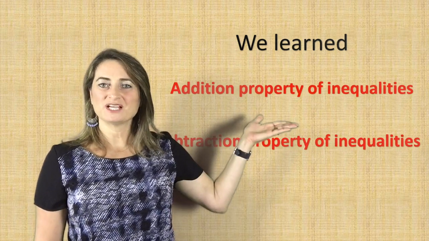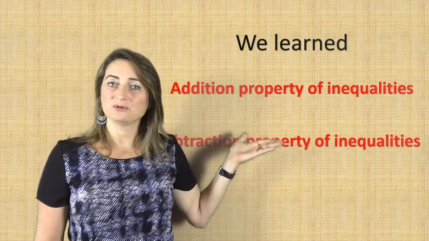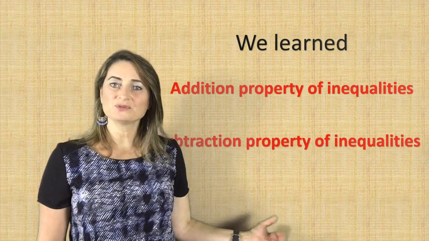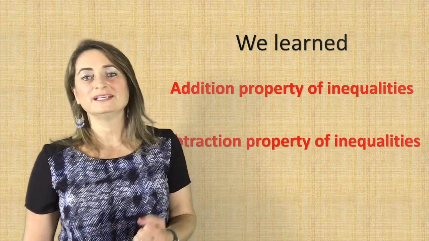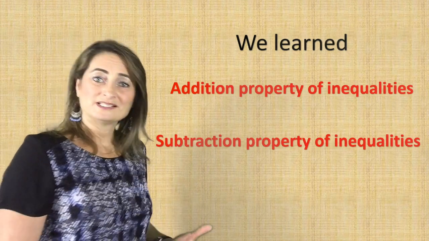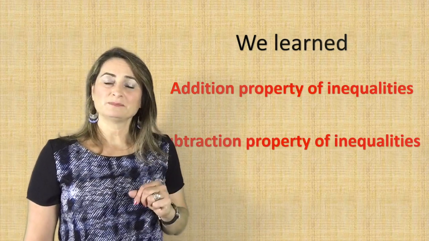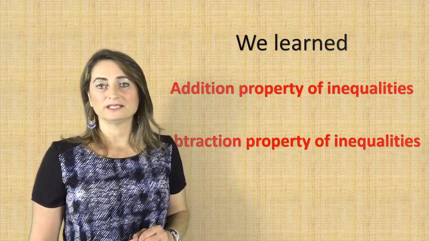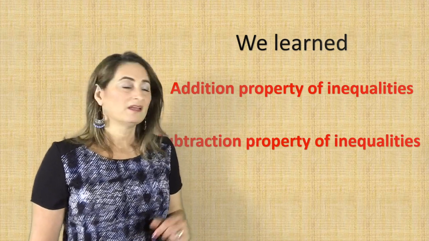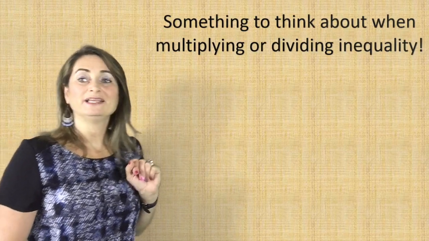What we learned before is the addition property of inequality and the subtraction property of inequality. If you add on both sides, you get an equivalent inequality, and if you subtract the same thing on both sides, you get an equivalent inequality. Today's lesson, we will talk about multiplying and dividing inequality as an inverse operation. Something to think about when multiplying or dividing inequalities.